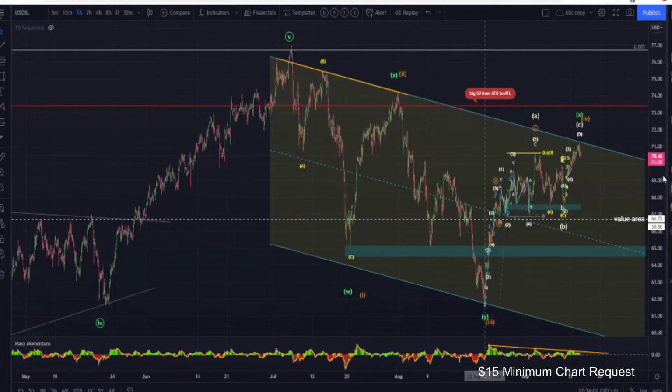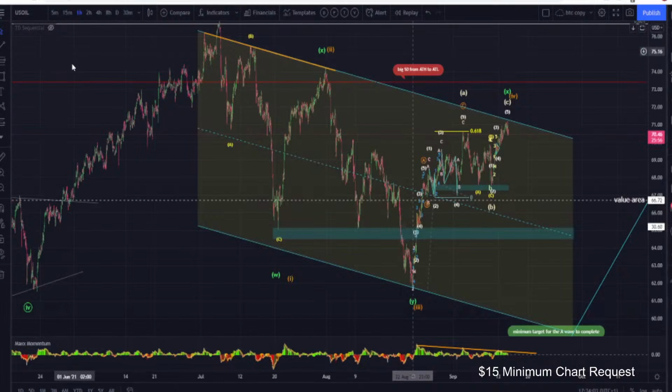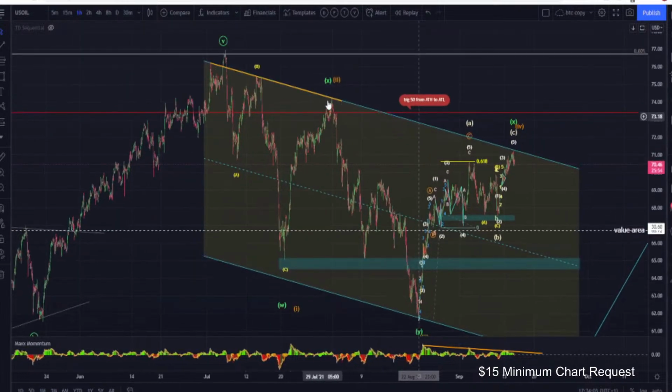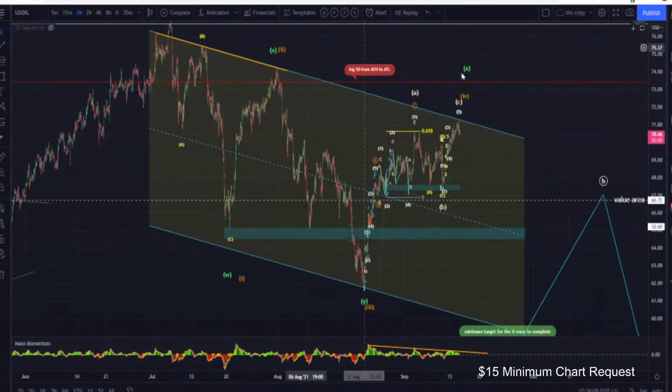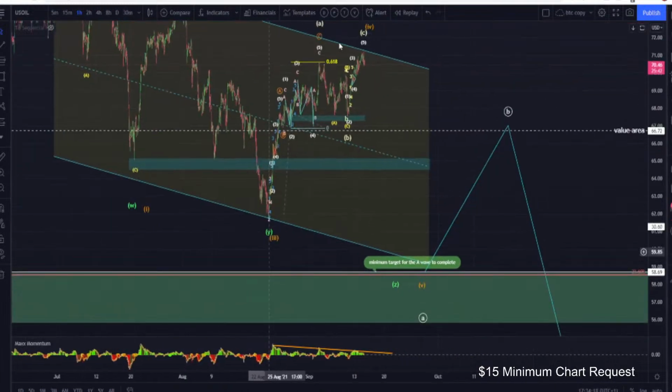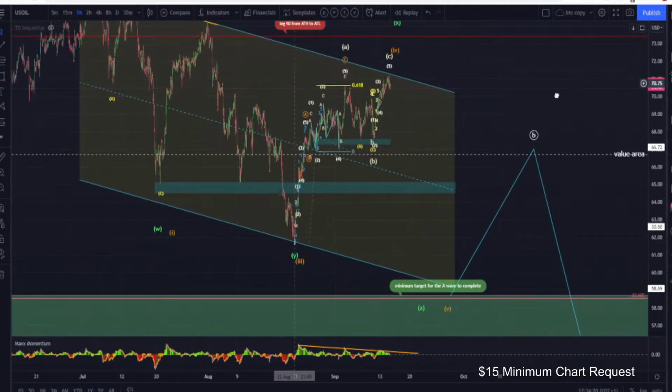So this is a tricky one. So let's look at both of these. If it's WXY, then we're working on the X here, right? So the anticipation is you get a triple. So we get ABC, ABC, ABC, right? So we get a triple. Right, so we get a WXYXZ, right? Would that make sense here?